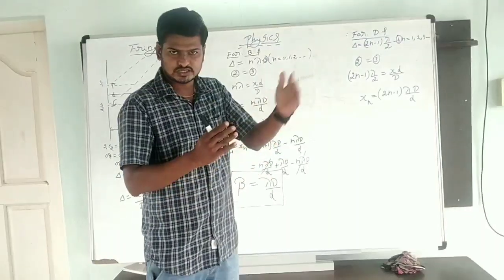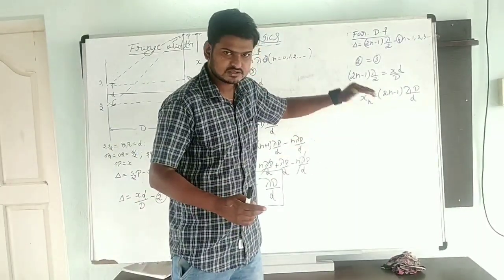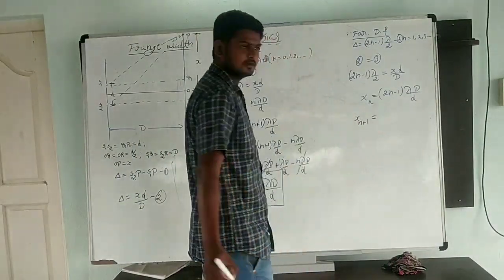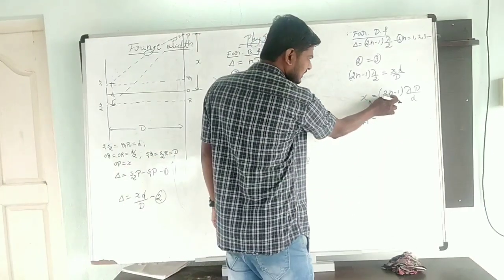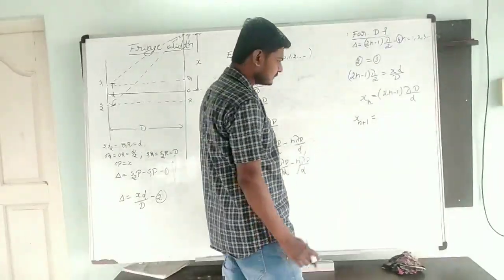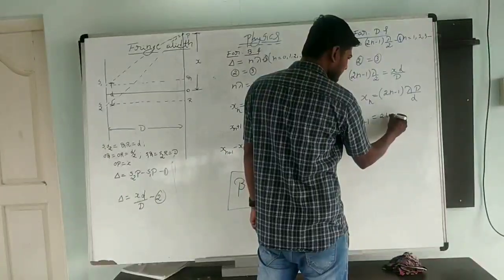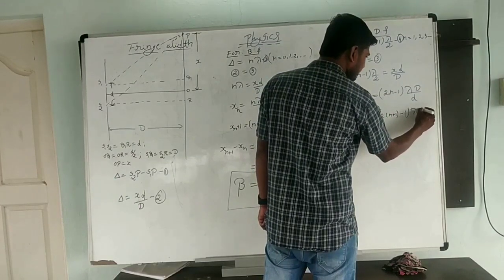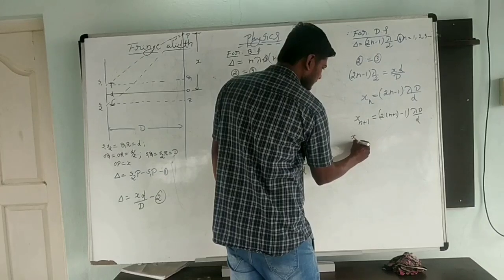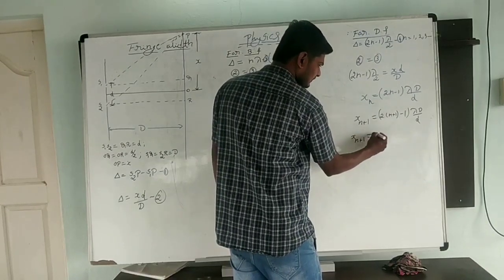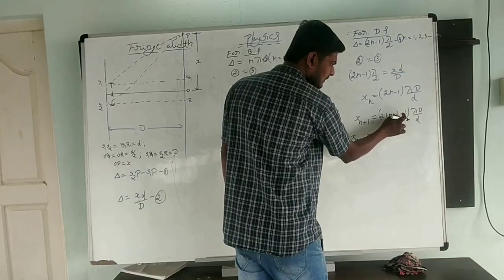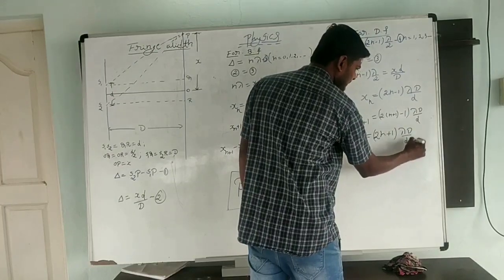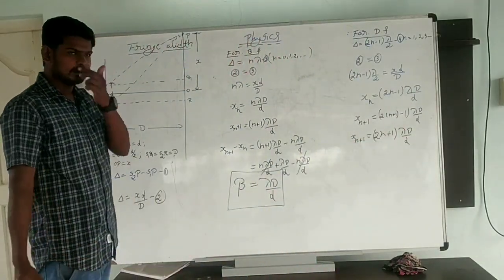Now, two successive. This is the nth dark fringe. Now the (n plus 1)th dark fringe. Here in place of n we can straight write n plus 1. What will it become? 2 into (n plus 1) minus 1, into lambda D divided by small d. X(n plus 1) means what will we get? 2n plus 2 minus 1, which means plus 1. (2n plus 1) into lambda D divided by small d.